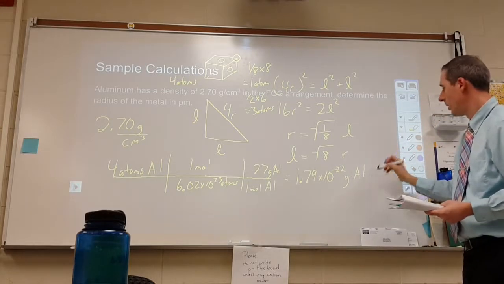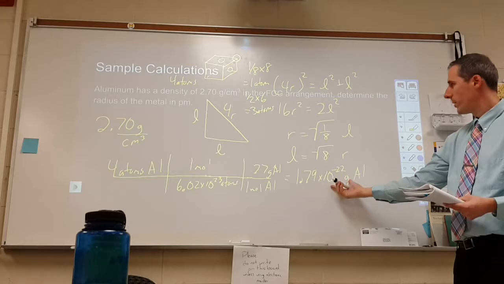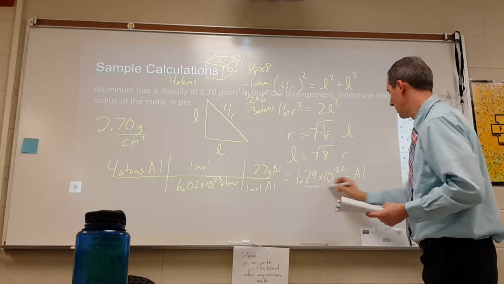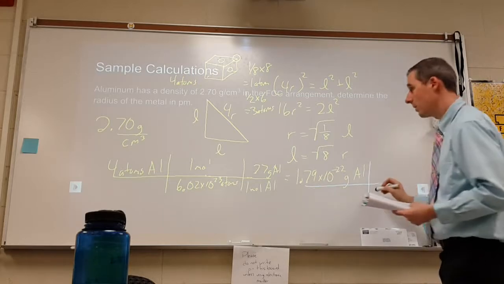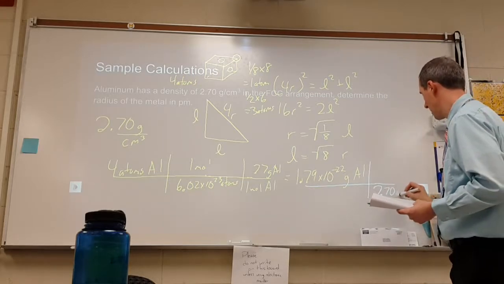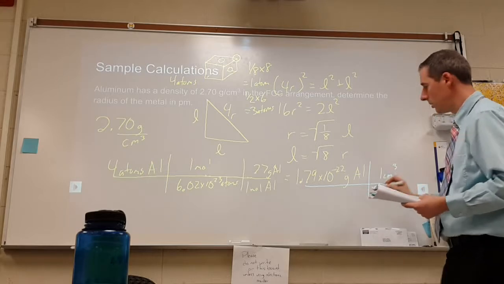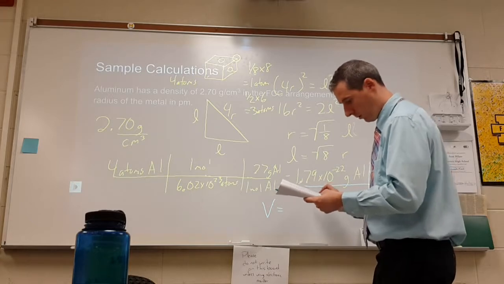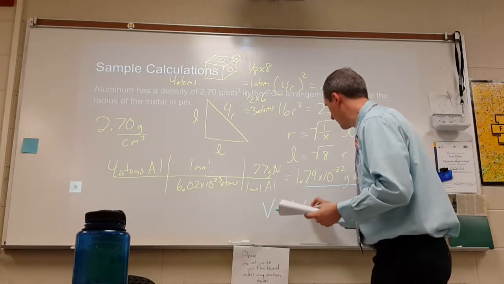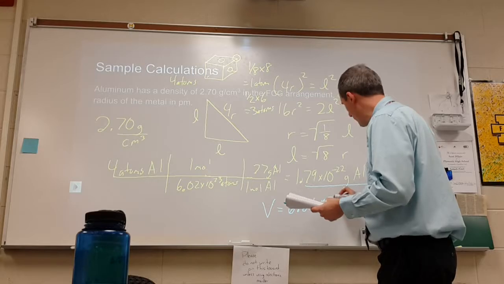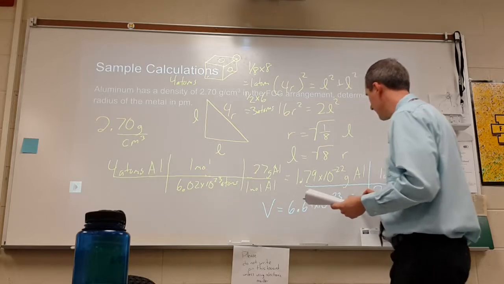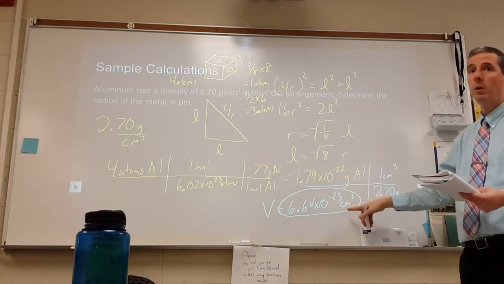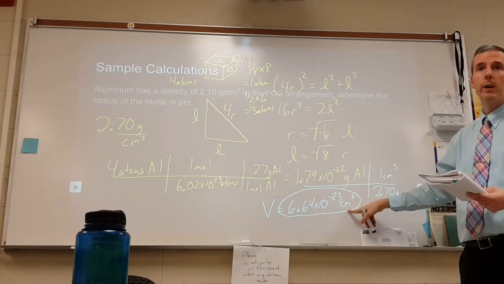Okay, so let's switch colors here. So 1.79 times 10 to the negative 22nd grams, and we also know the density is 2.7 grams per centimeter cubed. So we can change that into centimeters cubed. So we can figure out that our volume of our cube is 6.64 times 10 to the negative 23rd centimeters cubed. Alright, let's pause here. So the volume of this whole cube is this volume. What would you do with this to figure out the rest?